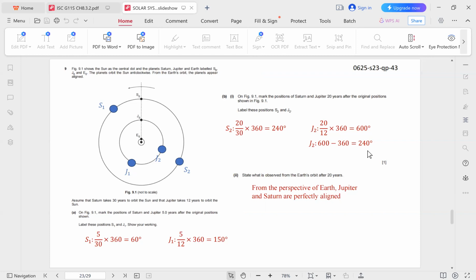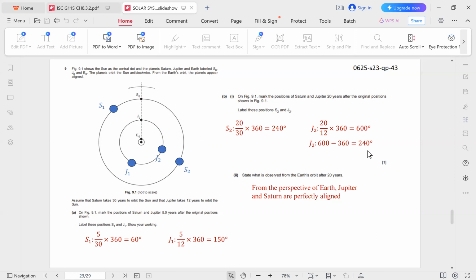Assume that Saturn takes 30 years to orbit the sun and that Jupiter takes 12 years to orbit the sun. On figure 9.1, mark the positions of Saturn and Jupiter 5 years after the original positions shown. Label these positions S1 and J1 and show your work. So we need to think of this in terms of angles. Of course, you need to know that the angle around a complete circle is 360 degrees. So one complete rotation involves 360 degrees.